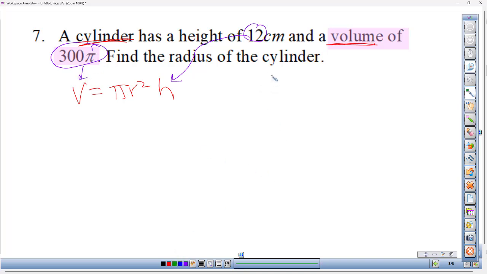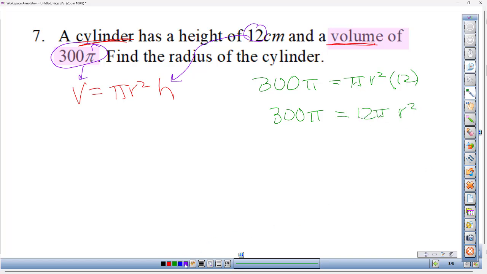So what will this start looking like? 300 pi is equal to, and make sure that pi matters, make sure you don't just write 300, equals pi times the radius squared times 12. Okay, so maybe I'll rewrite this. 300 pi equals, and what is 12 times pi? Wouldn't we write 12 pi r squared? And the whole rest of this problem is about trying to get this r by itself.